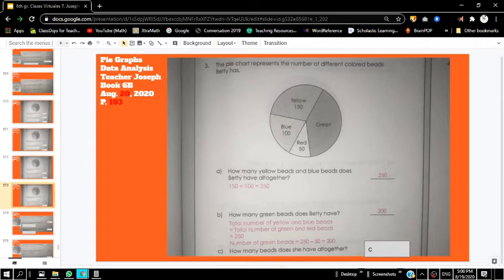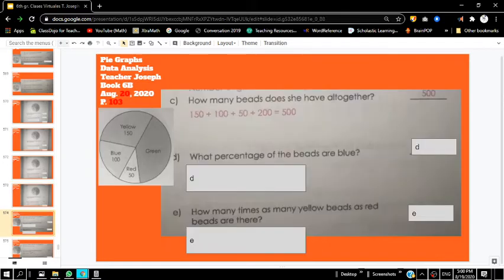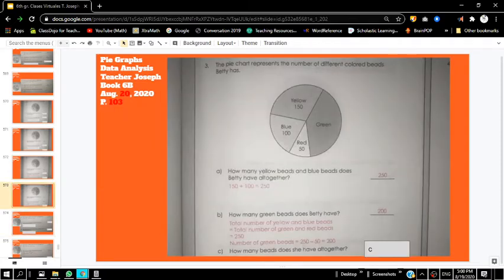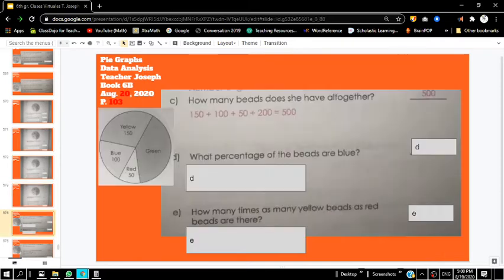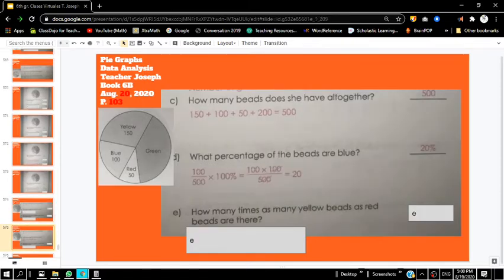Letter C says, how many beads does she have altogether? Well, it's pretty simple. You just have to add 150 yellow plus 100 blue plus 50 red plus 200 green, and you would get 500 beads. Okay, good. So we have 500 beads all together.